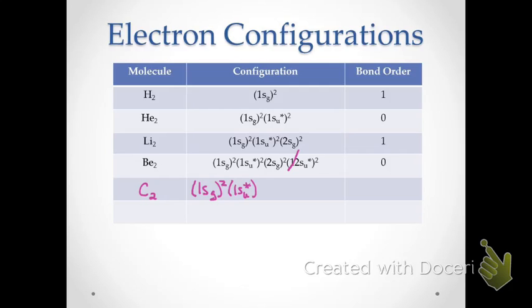If we go on to diatomic carbon and write out the electron configuration, we'll get that. And this is, of course, the notation that's consistent with what we have here in this particular table. By the way, this is not diatomic carbon, this is diatomic boron that has this electron configuration.